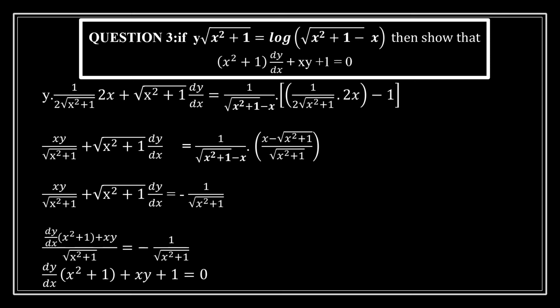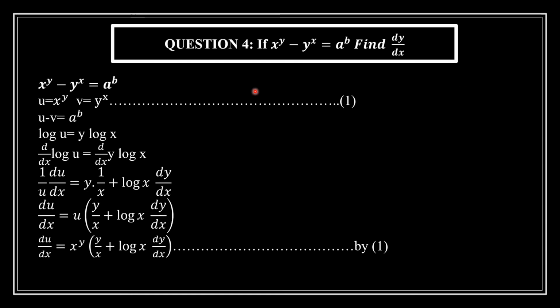Let me proceed to the next question. Now see, if x power y minus y power x is equal to a power b, then find dy by dx. In all such questions, when you are given x power y and y power x, you have to take them separately. What I have done is, let this term be u is equal to x power y and v is equal to y power x. So this equation I can write like this, substituting the values of u and v, I get u minus v is equal to a power b, right?